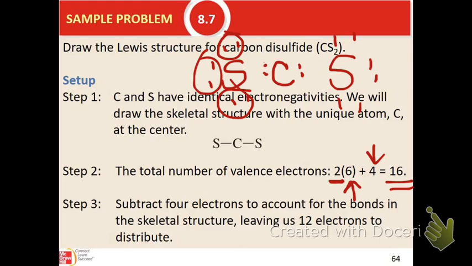Now, in my skeletal structure, I put a line there that represents 2 electrons, and this one represents 2 electrons. So that represents 4 electrons right there. That's what it's talking about right here: subtract 4 from that 16. That leaves us 12, because each line right here means 2 electrons.